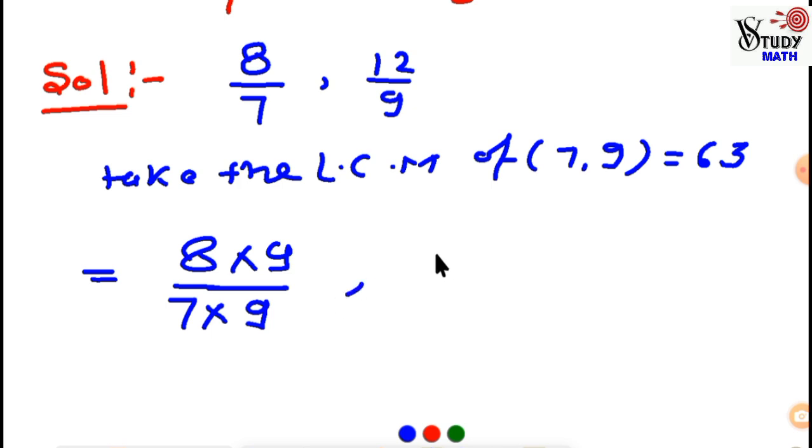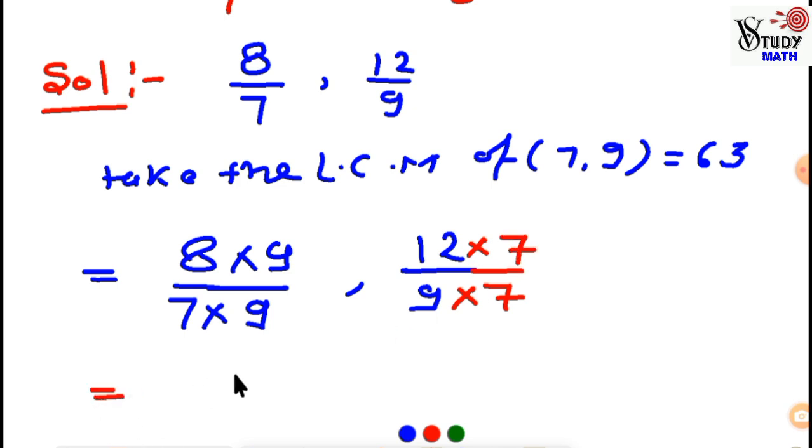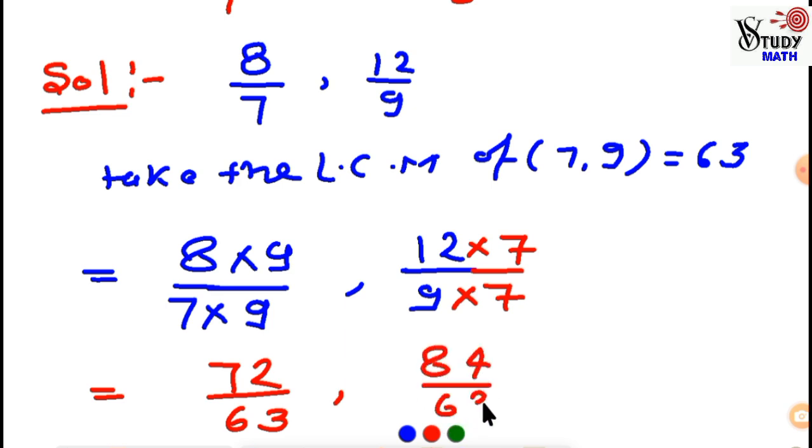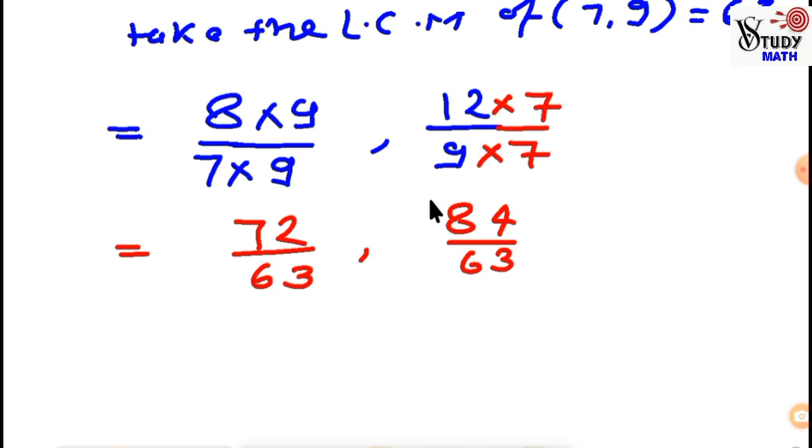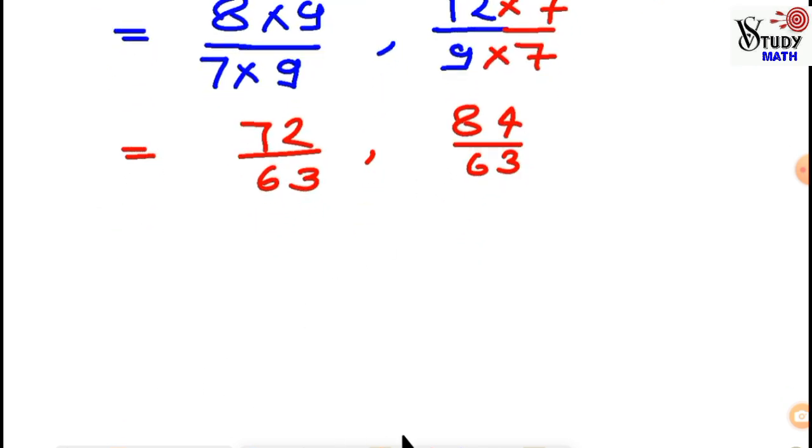Now the second rational number is 12 upon 9. We have to convert this 9 into 63, so we multiply the denominator by 7. In the same way we also multiply the numerator by 7. After multiplying, we have 72 upon 63, and now 84 upon 63. So my dear students, you can see clearly that both denominators are equal.